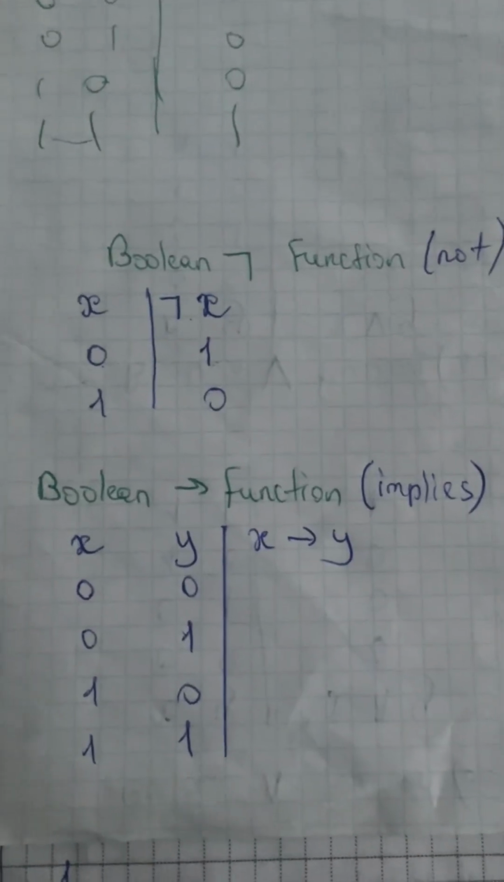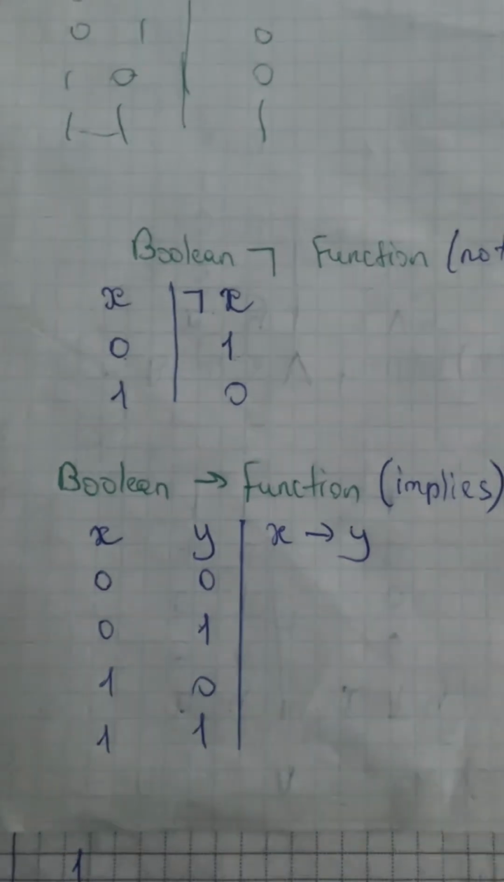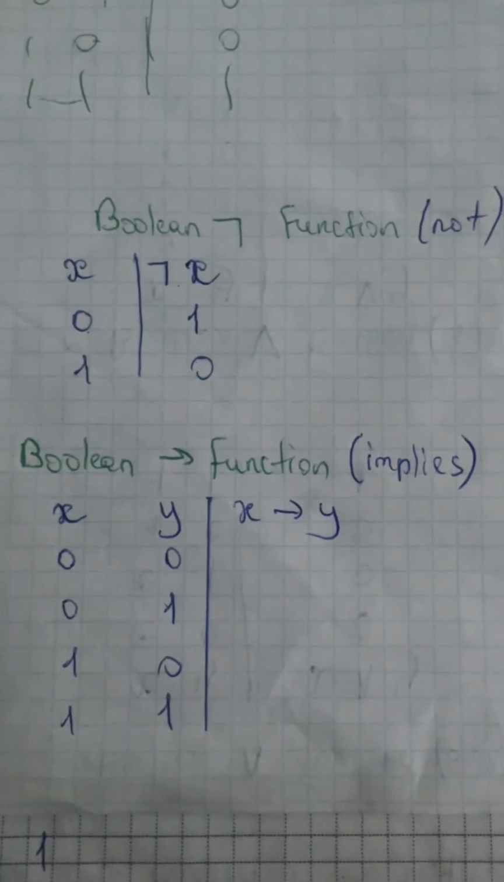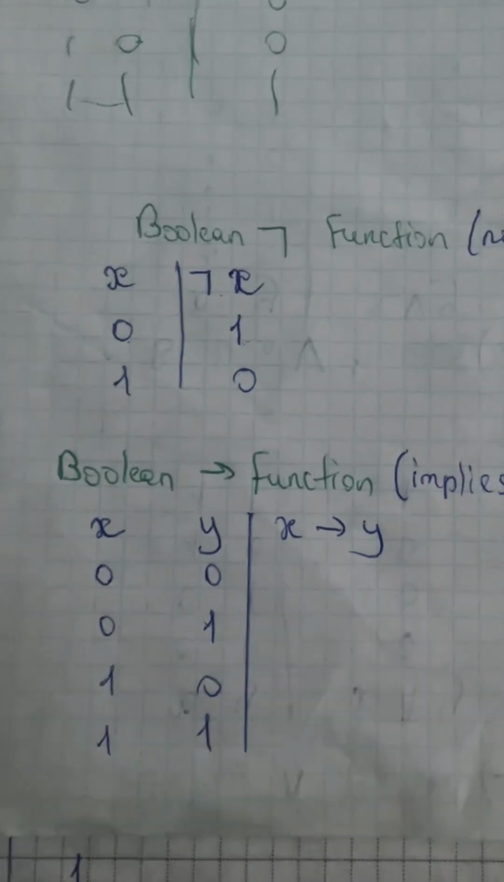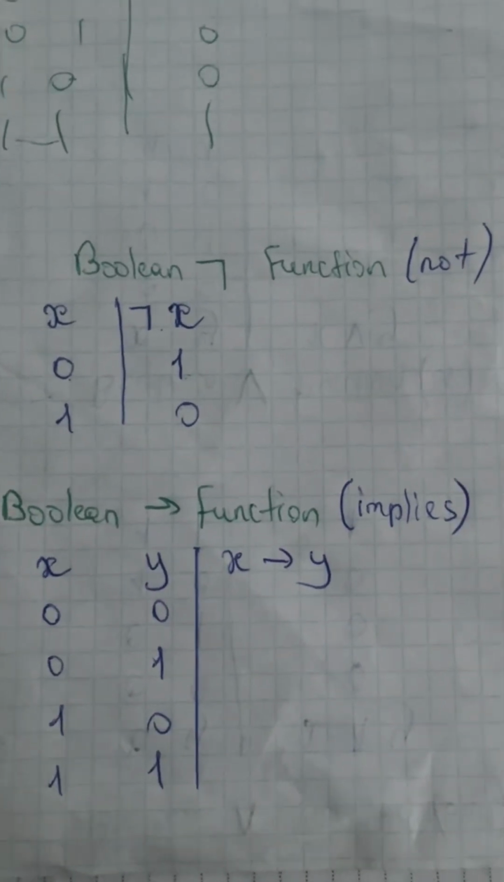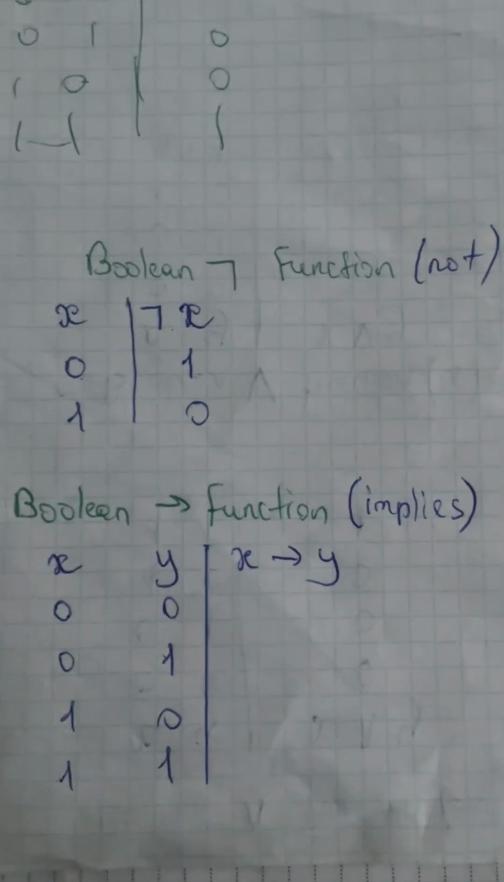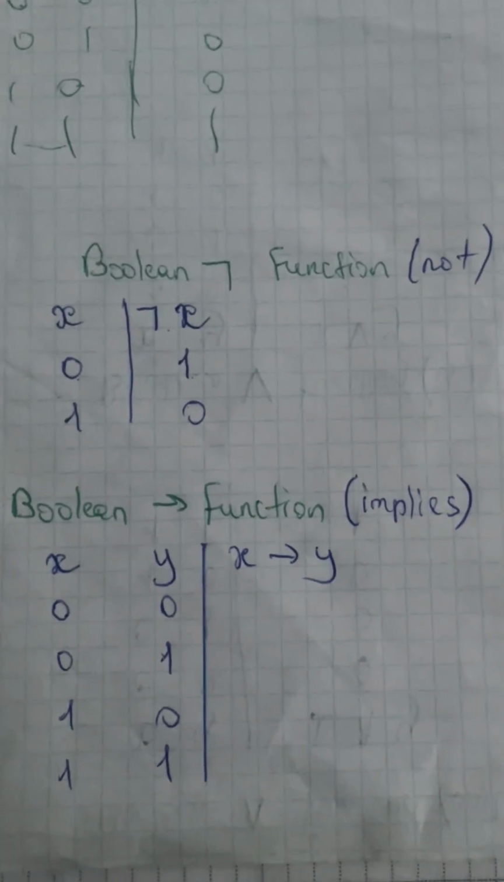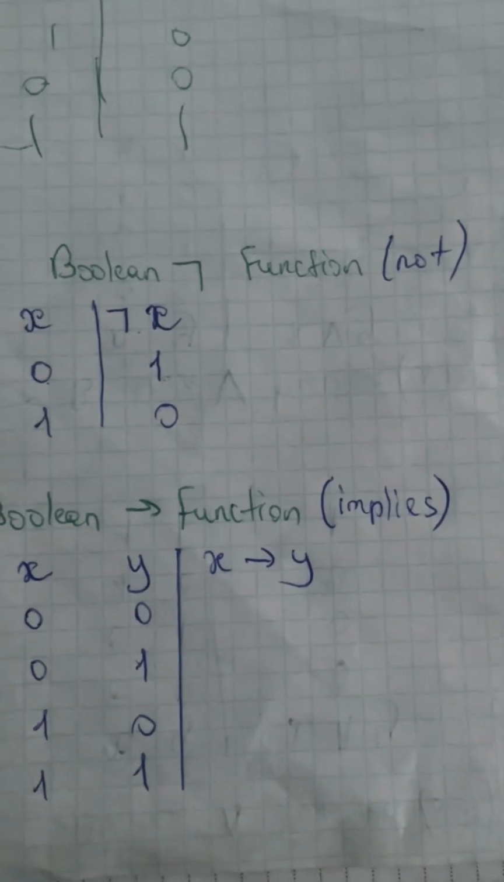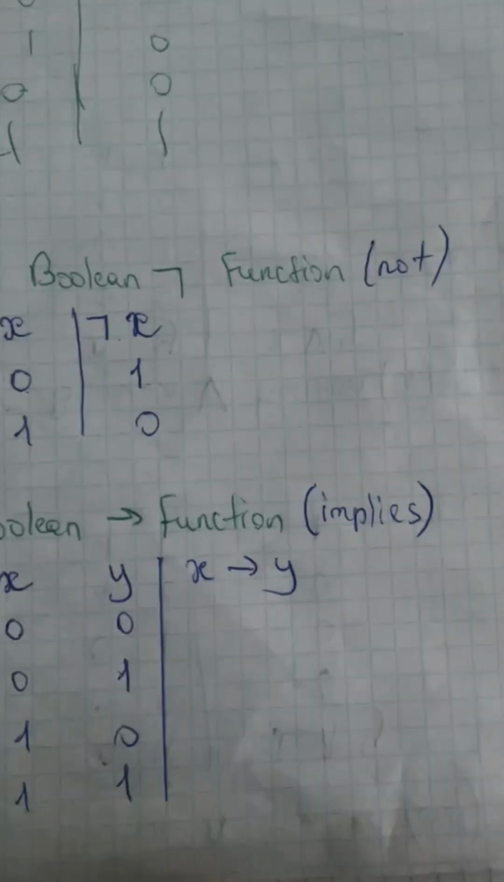Here you can see a little bit challenging function, the Boolean implies function. So basically the idea is such. I could come up with real life examples, but I just want you to understand the formula.